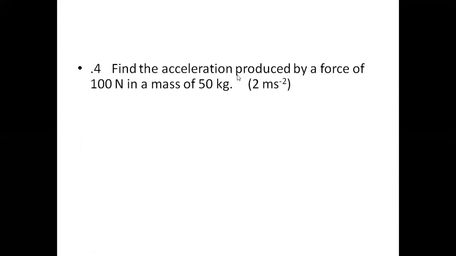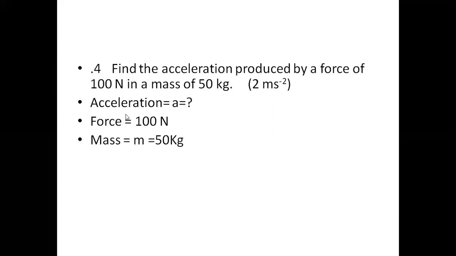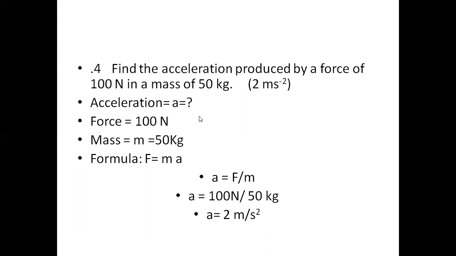Find the acceleration of a body to produce a force of 100 newton in a mass of 50 kilograms. So we have to find the acceleration, and the answer is 2 meter per second square. Force is given to us. Mass given to us is 50 kilograms. First of all, we must follow the formula F is equal to ma, which is the second law of Newton. It says when a force is applied, the body moves in the direction of the force. A is equal to F over m. Putting the values of F and m, F is equal to 100 Newton and m is equal to 50 kilogram. Dividing them, we'll get 2 meter per second square, which was our required answer.